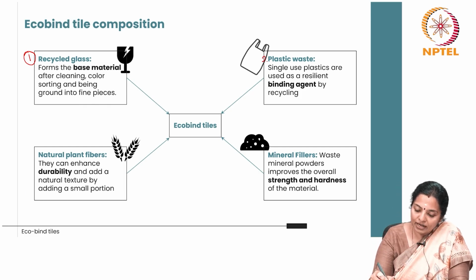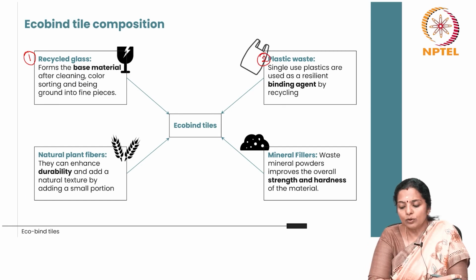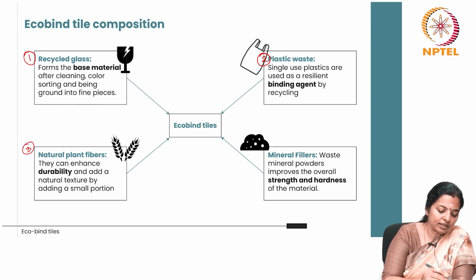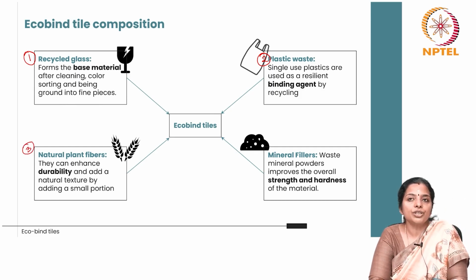If we consider the plastic waste, single-use plastics are used as a resilient binding agent with this recycling. All the discarded plastic materials, which could comprise single-use plastic bottles, plastic carry bags, packaging material, can be transformed into a resilient binding agent using advanced recycling technology. Then we could have natural plant fibers. A portion of the material can be enriched with natural plant fibers such as bamboo, straw or hemp. These enhance durability and add a touch of natural texture to the tiles.